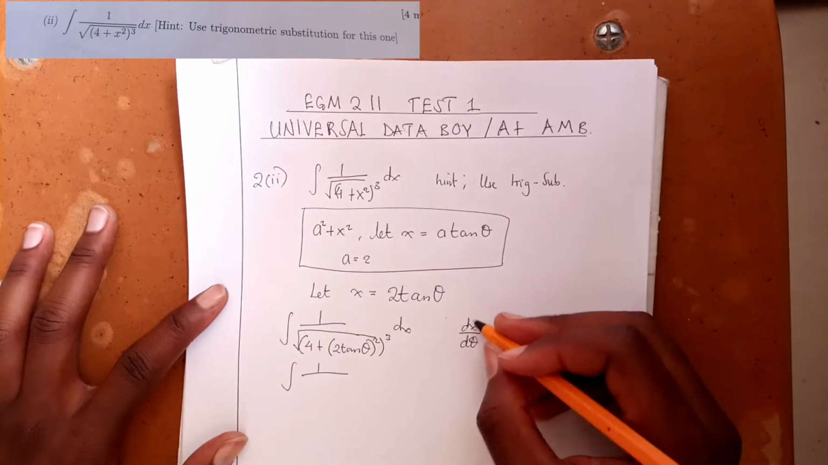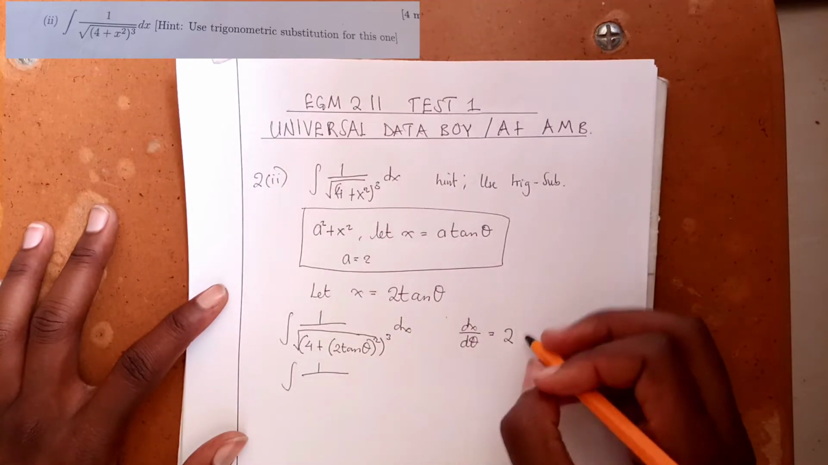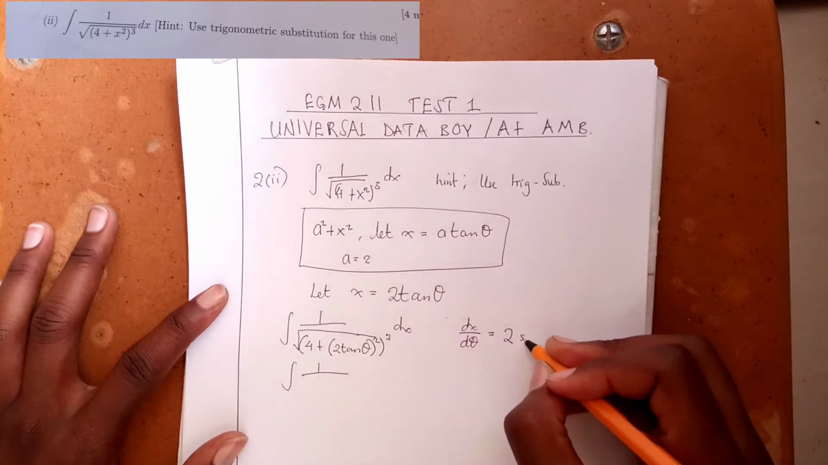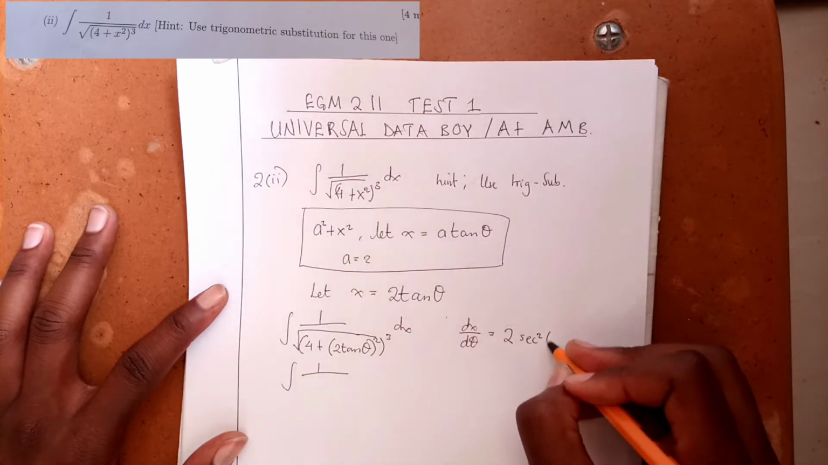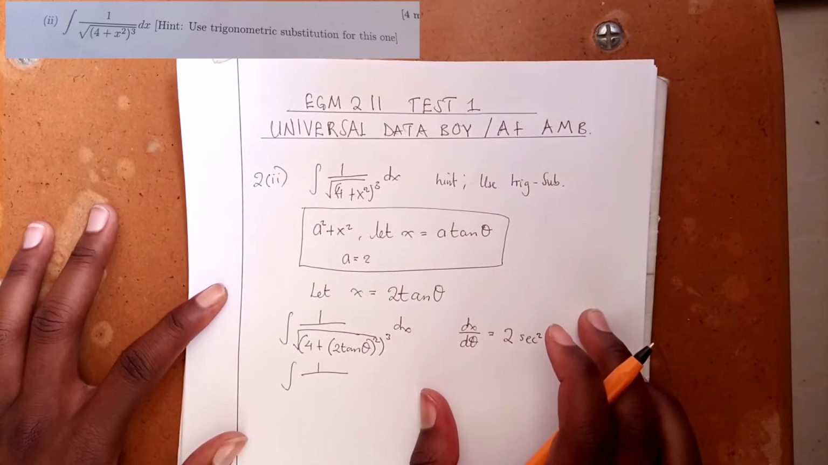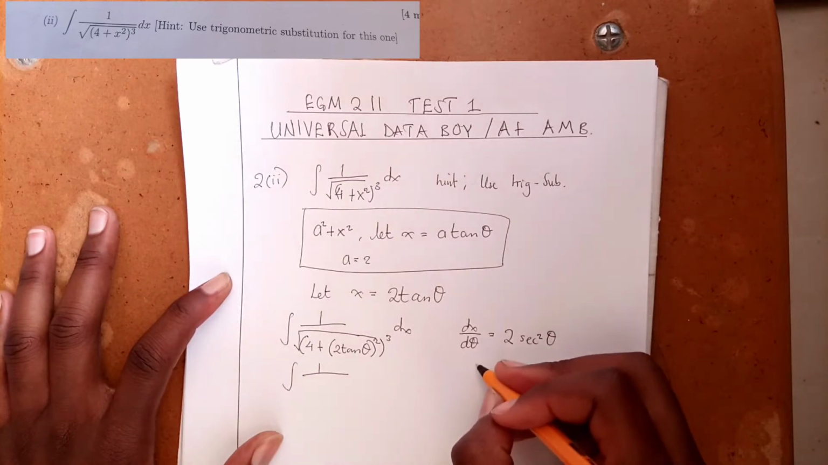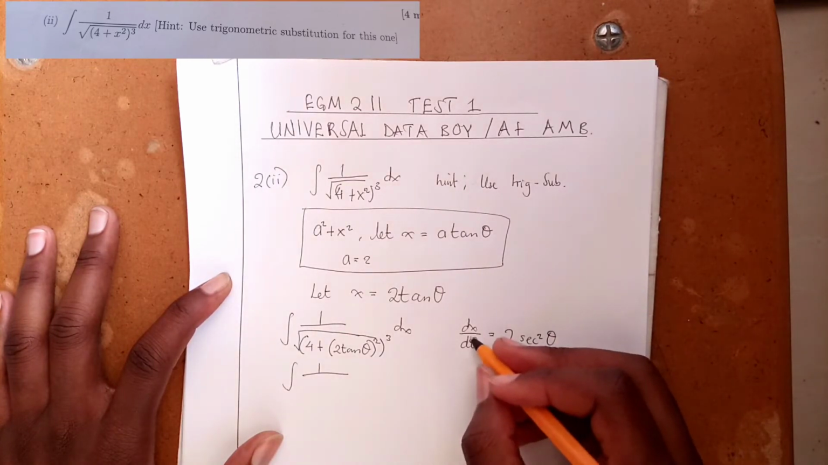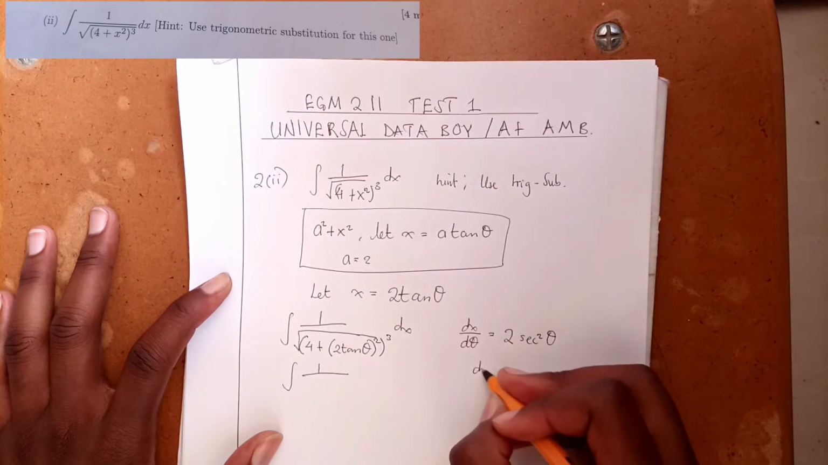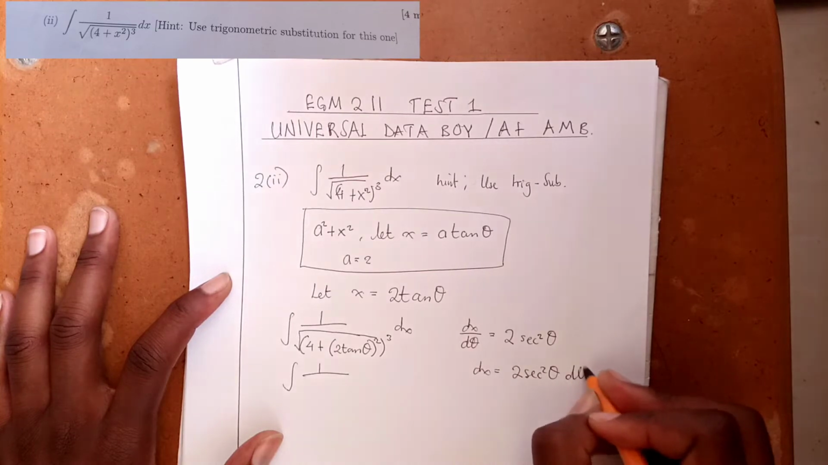So dx over d theta, so that's this one over d theta, is simply 2. The derivative of tan is sec squared theta, and if you have problems with derivatives of trig functions, I've made a video about them. So you will now make dx a subject of the formula. We are going to say dx is equal to 2 sec squared theta d theta.